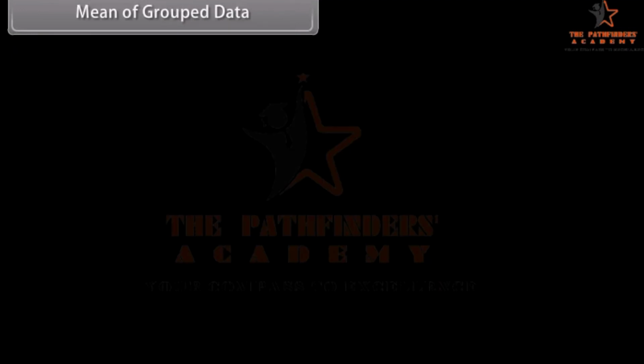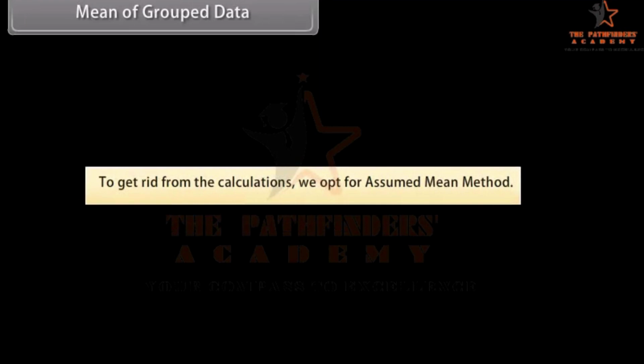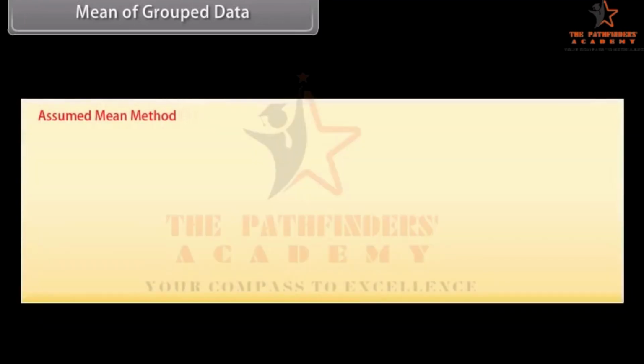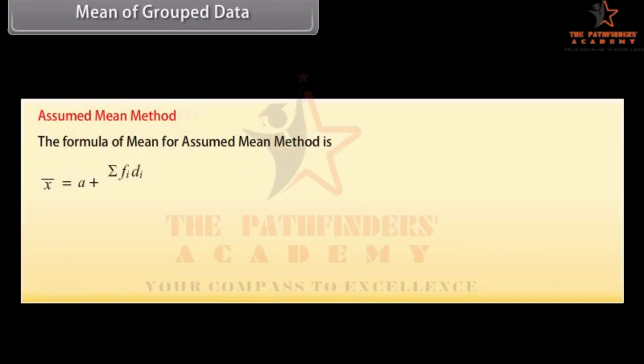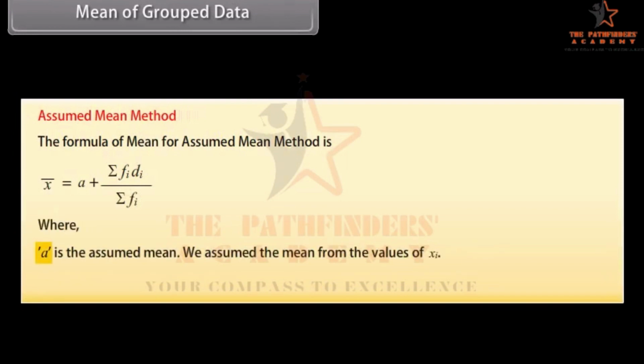Mean of grouped data. Sometimes the product of xi and fi becomes too large that this method becomes quite time-consuming. To get rid of these calculations, we opt for the assumed mean method. Assumed mean method. The formula of mean for assumed mean method is x bar equals a plus summation of the product of fi and di divided by summation of fi, where a is the assumed mean. We assume the mean from the values of xi. di is equal to xi minus a.